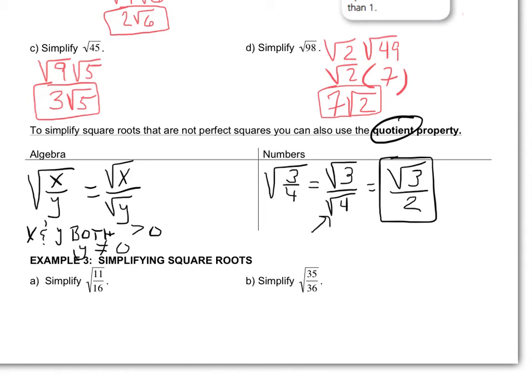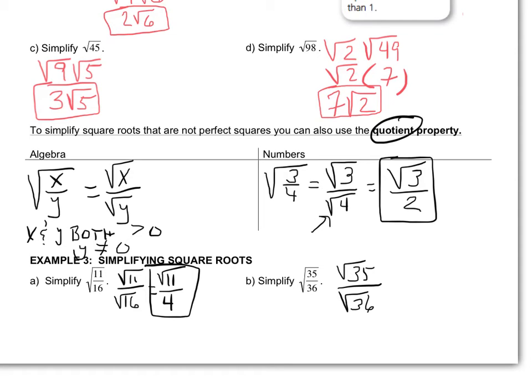Looking at the bottom 2 examples here, again, I don't know what the square root of 11/16 is, but if I focus on just the numerator and the denominator separately, I do see a nice perfect square down in the denominator. So my answer is just going to be square root of 11 over 4. And when I go to the second one, again, I don't see any numbers that I would know off the top of my head for 35, but I do know that the square root of 36 is a perfect square. So the square root of 35 over 6 would be simplified.